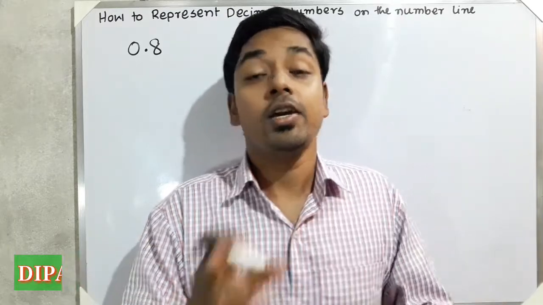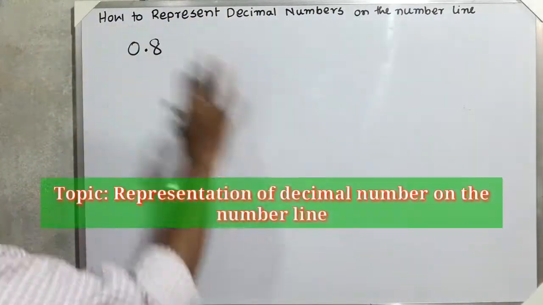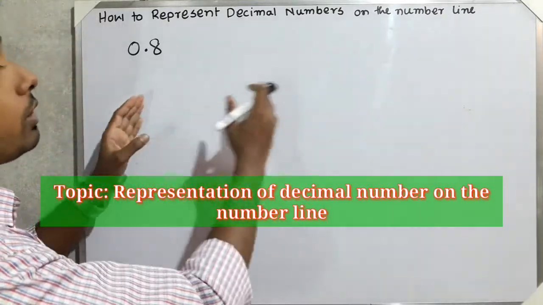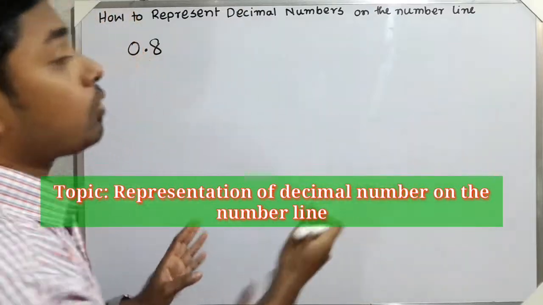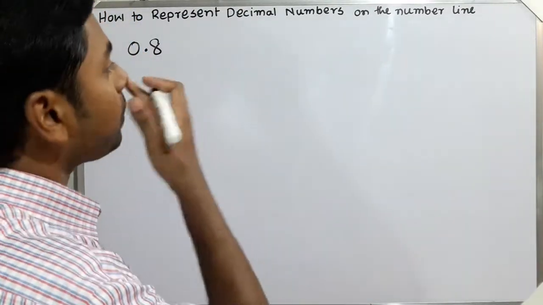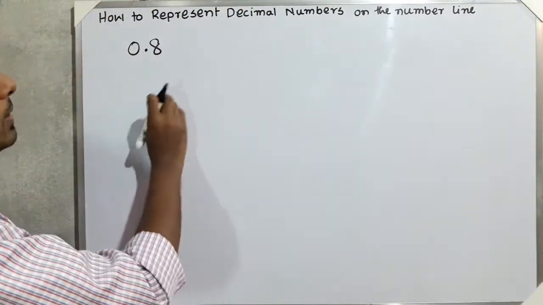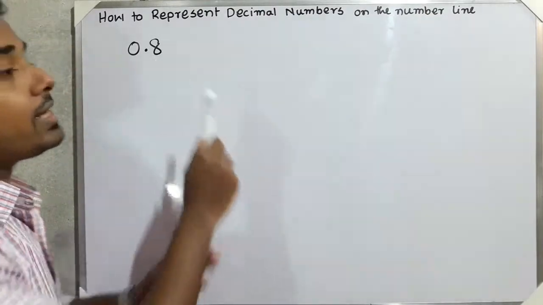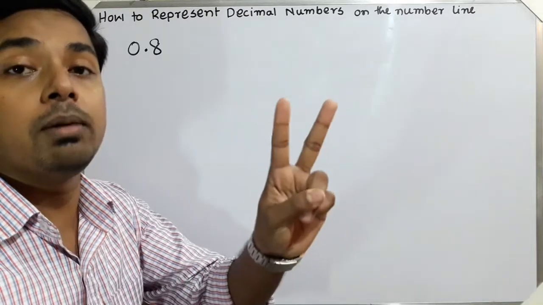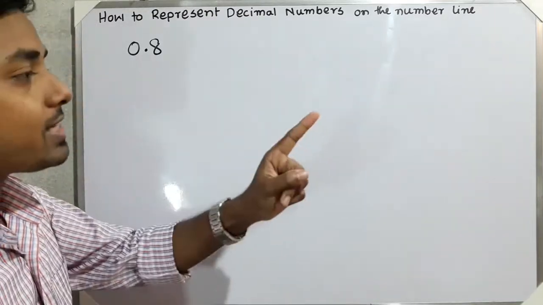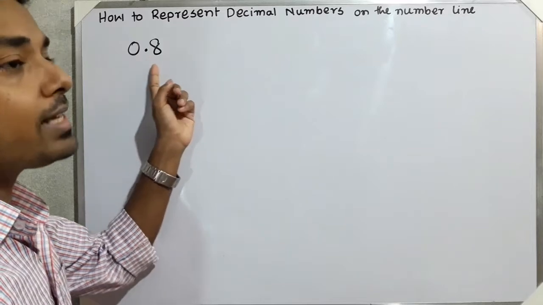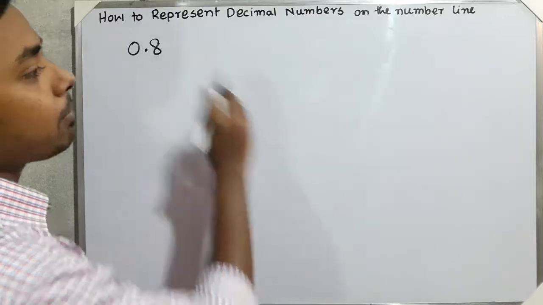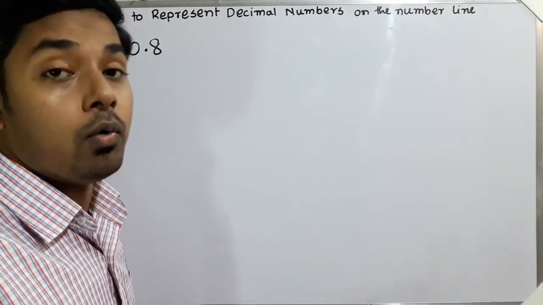Number line. Okay, so first of all, I have taken one decimal number, suppose 0.8, and this number we have to represent on the number line. So how to represent it? What is the first work to represent this number on the number line? First of all, you have to check that this number is lying between which two whole numbers. First step is what? You have to check this number is lying between which two whole numbers. So clearly we can tell this number is lying between 0 and 1.